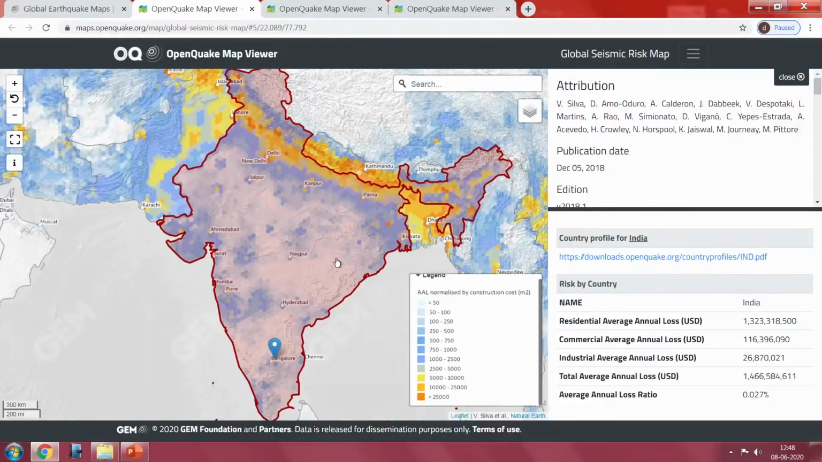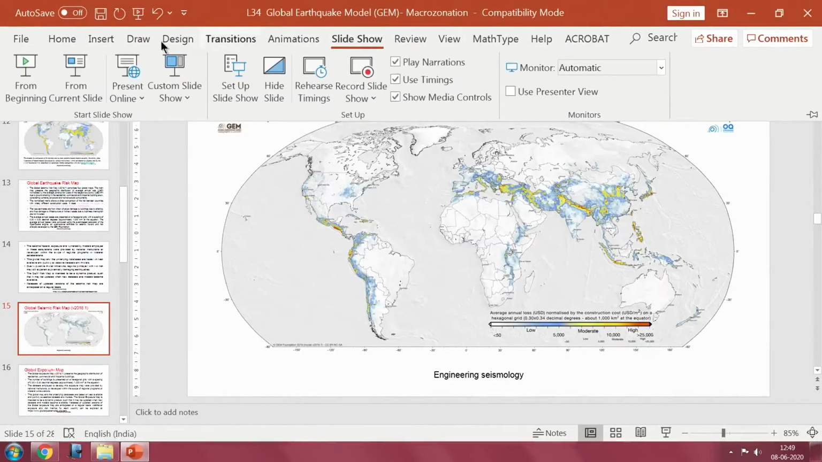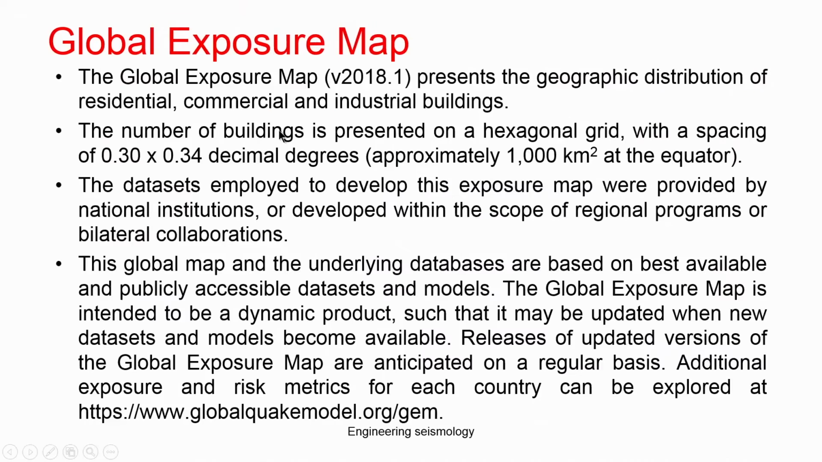As I told you, the entire class of the last and this class, what we are talking about is from the GEM website. So, I should thankfully acknowledge them for providing this information, which is useful to know how the zonation maps are important for different aspects. So, this is a risk map. From the risk map they also develop an exposure map. The exposure map presents the geographical distribution of residential, commercial and industrial buildings at a particular place.